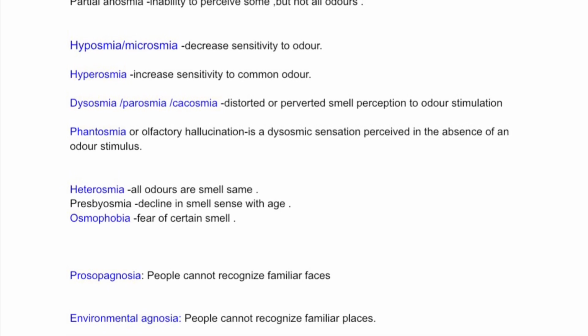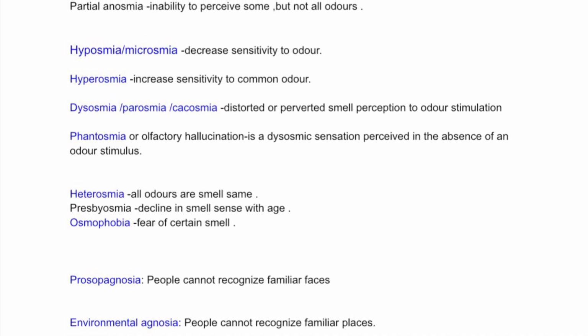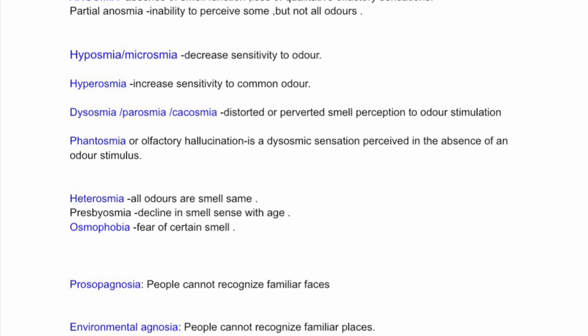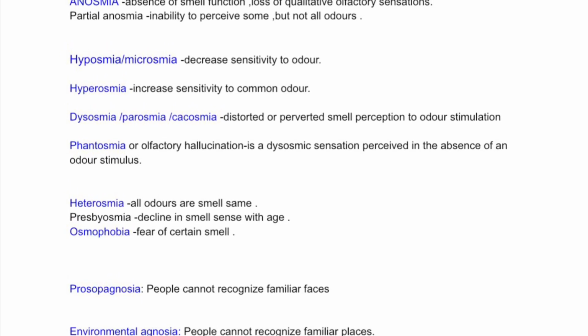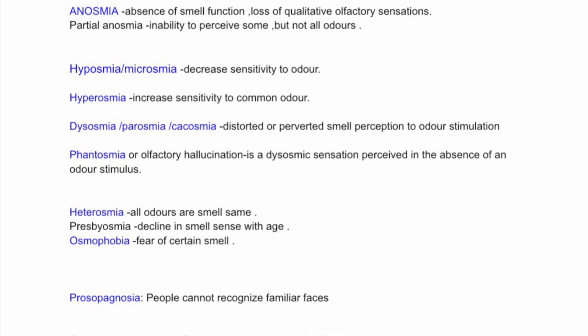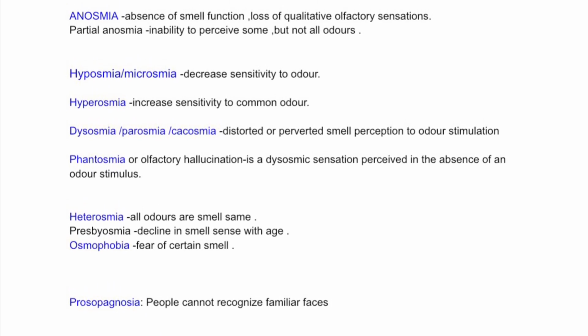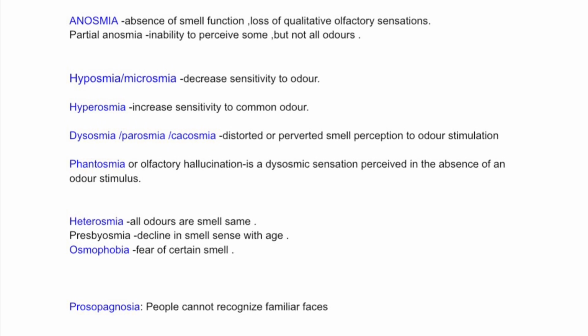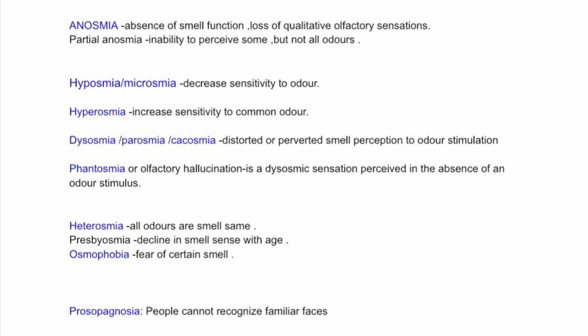Phantosmia or olfactory hallucination is a dysosmic sensation perceived in the absence of an odor stimulus. Heterosmia means all smells are the same. Presbyosmia means decline in the sense of smell with aging. Osmophobia is fear of certain smells.